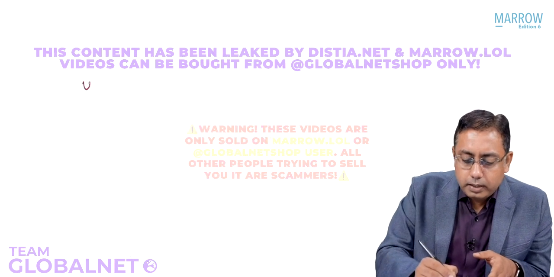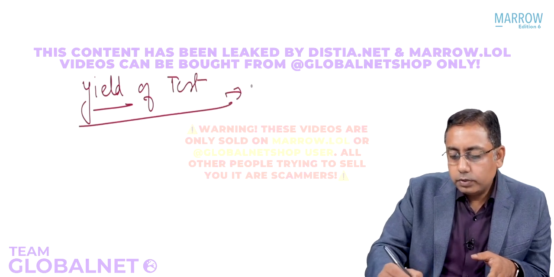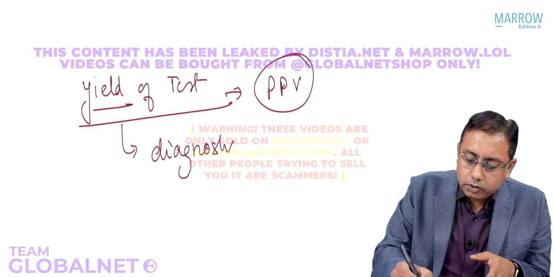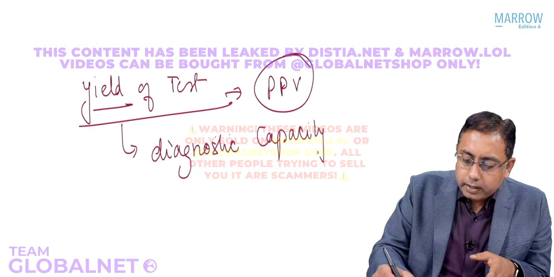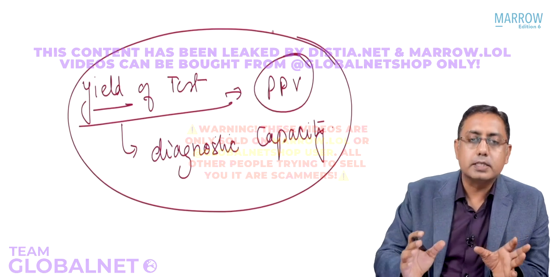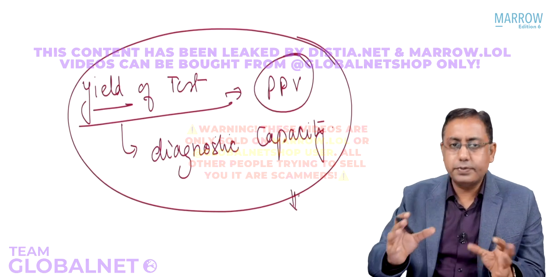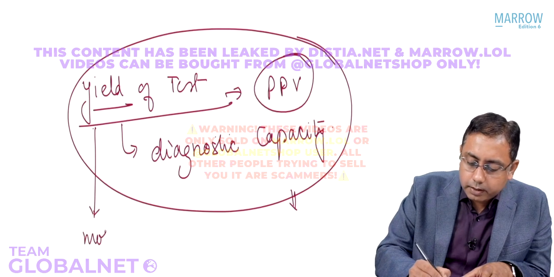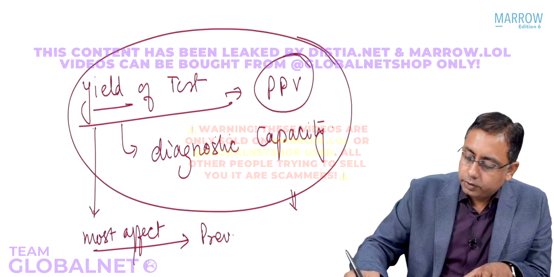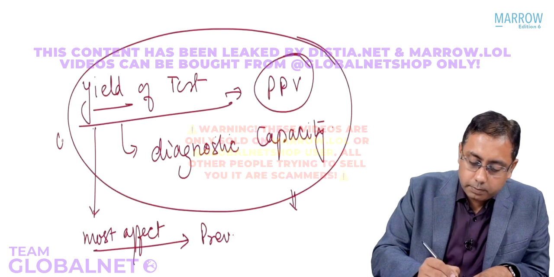Next is, what do you mean by yield of a test? The yield of a test corresponds to the positive predictive value. It is also the diagnostic capacity of a test. Yield or the positive predictive value, we already talked, is influenced by the sensitivity, specificity and prevalence. Yield is most affected by the prevalence of a test. So you have discussed 3 points: point number 1, point number 2, and point number 3.